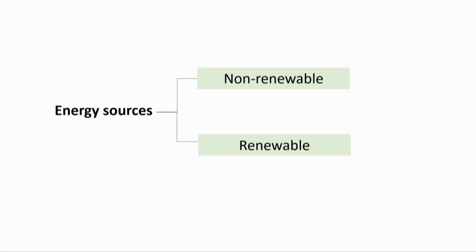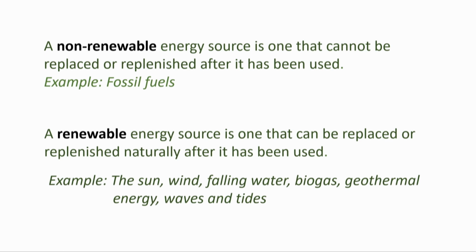Energy sources can be classified as non-renewable and renewable. A non-renewable energy source is one that cannot be replaced or replenished after it has been used. Example, fossil fuels. A renewable energy source is one that can be replaced or replenished naturally after it has been used. Example, we have the sun, the wind, falling water, biogas, geothermal energy, waves and tides.